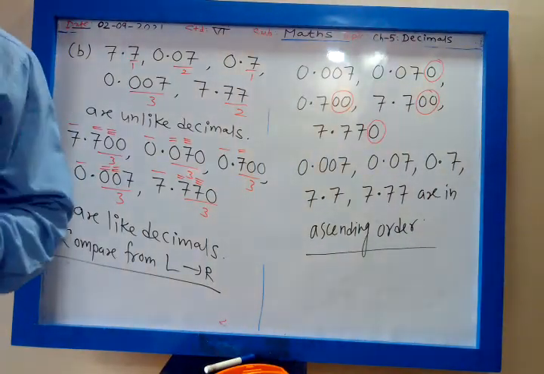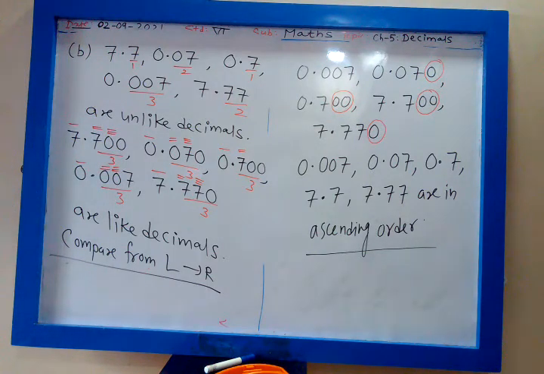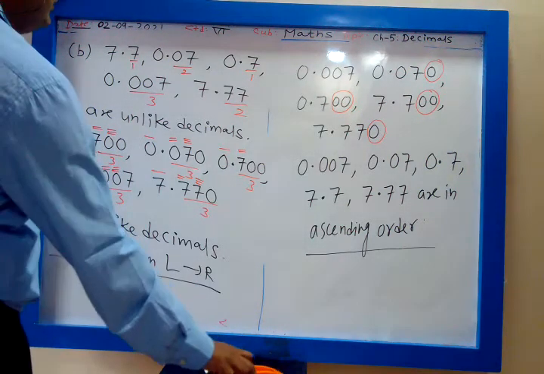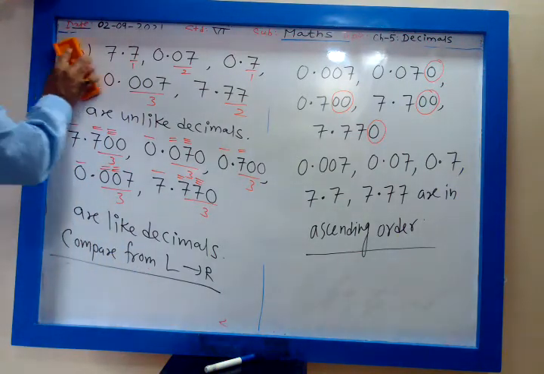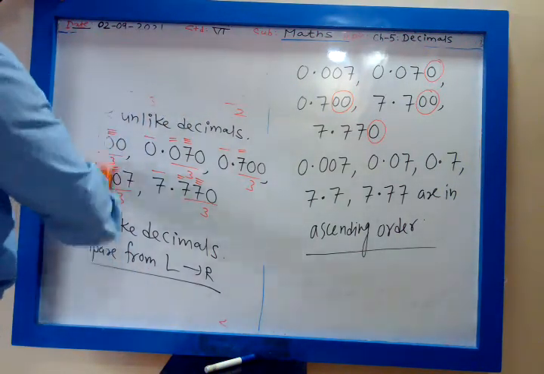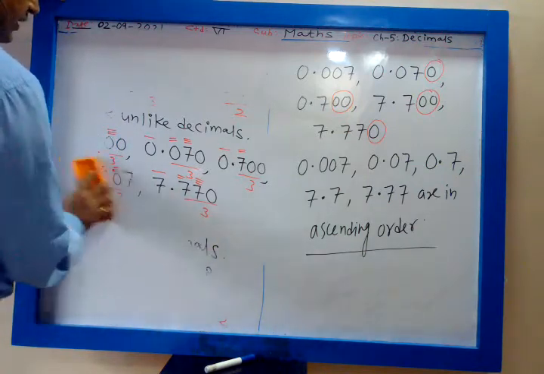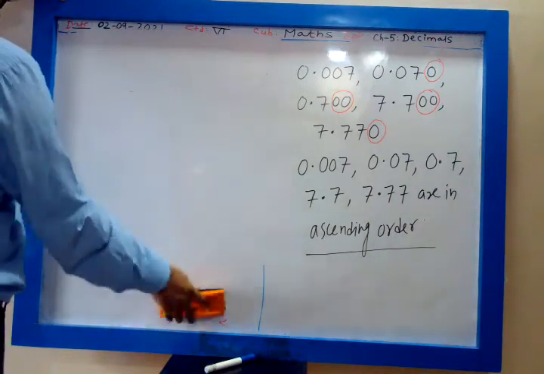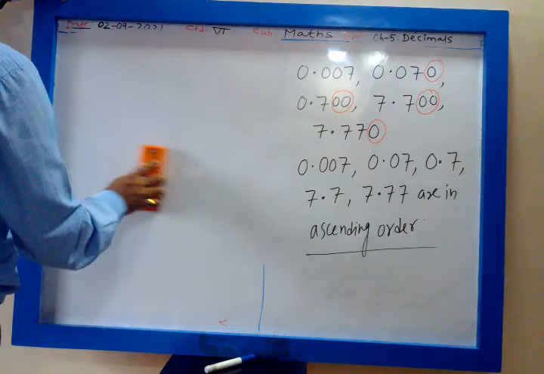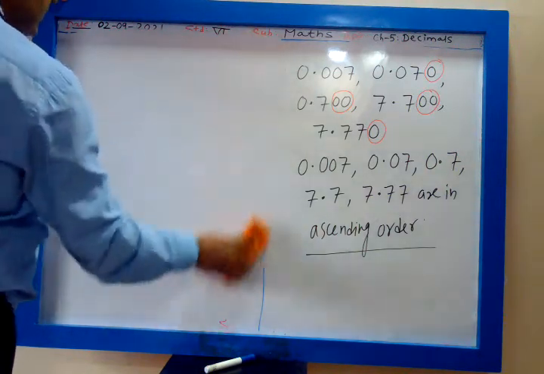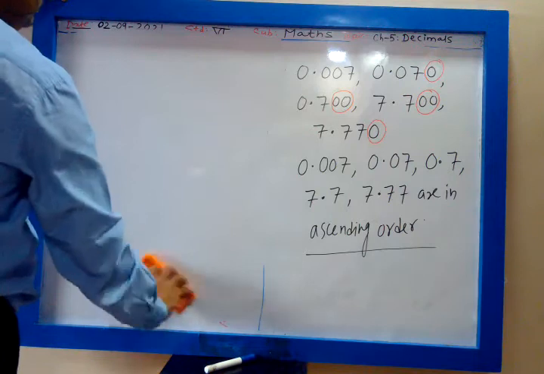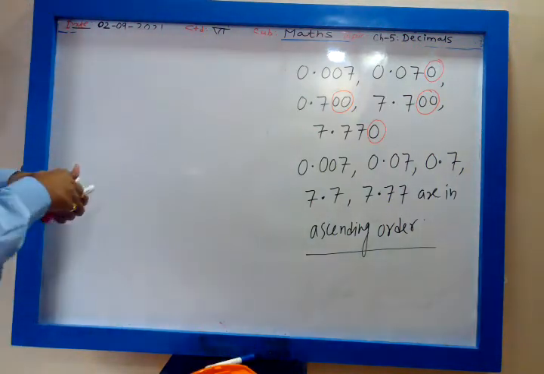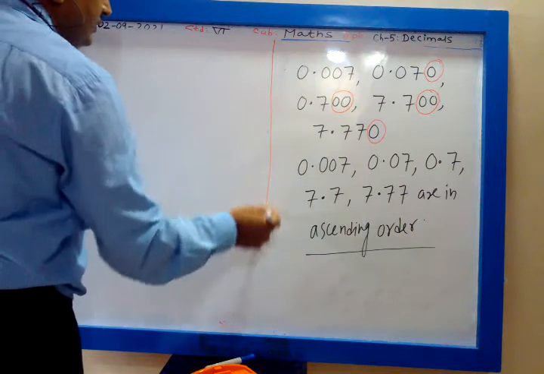Is everything clear, my dear? Any doubt anywhere, you can ask, because this is an important part, decimals. Next year in physics and chemistry, you will solve numerical problems based on decimals. This will help you in physics, chemistry and biology numerical problems. There you will remember that sir taught us decimals, and now this is helping us.